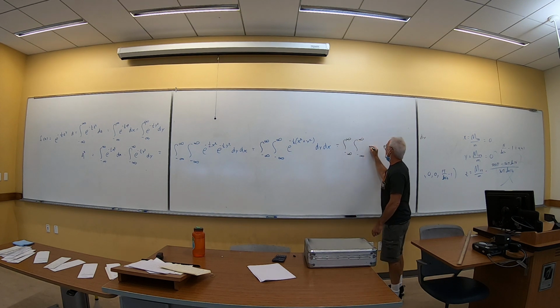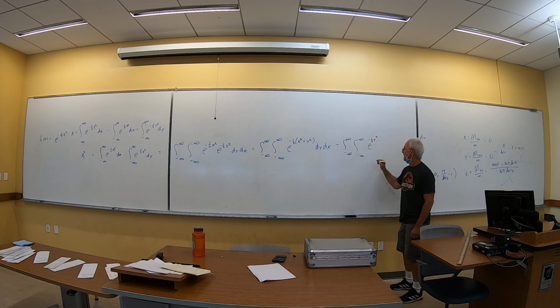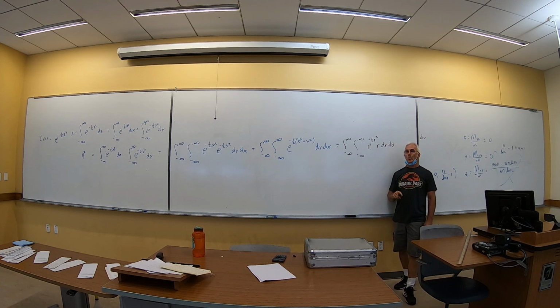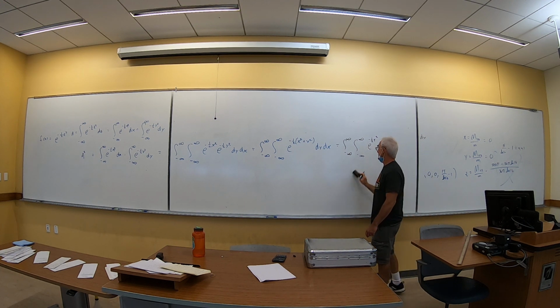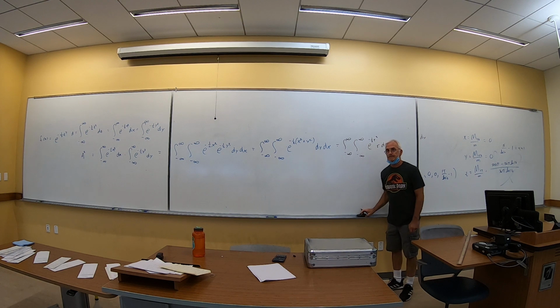What will this then be? e to the -1/2 r squared, r dr d theta. Ooh, guess what? That's an easy integral. That's a simple u-substitution. Now, I have to deal with these guys. They're not technically infinite anymore.